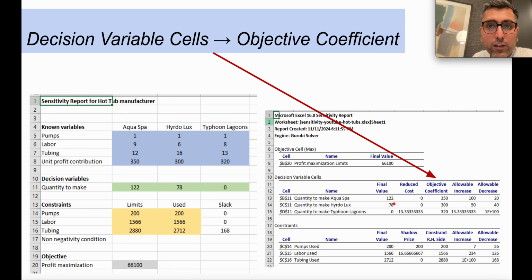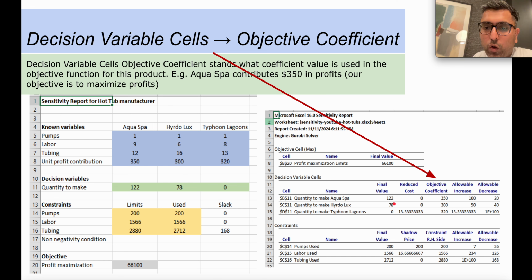Decision variable cells, objective coefficient. This objective coefficient stands for the coefficient value used in the objective function for these products.